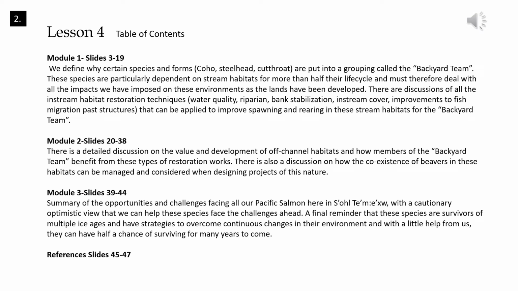So lesson 4 is broken into 3 modules. In Module 1, we define why certain species and forms, coho, steelhead, and cutthroat, are put into a grouping called the backyard team. In Module 2, there's a detailed discussion on the value and development of off-channel habitats. In Module 3, there's a summary of the opportunities and challenges facing all our Pacific salmon here in Skautsjamuk.